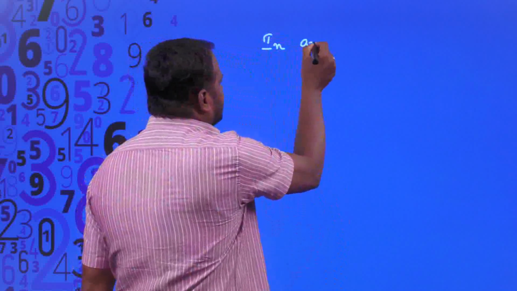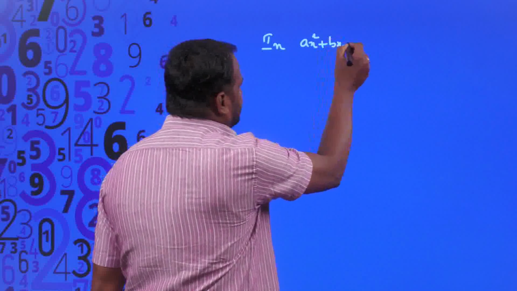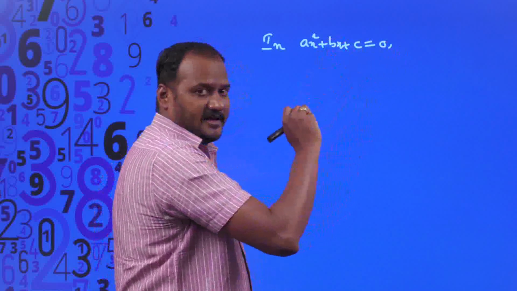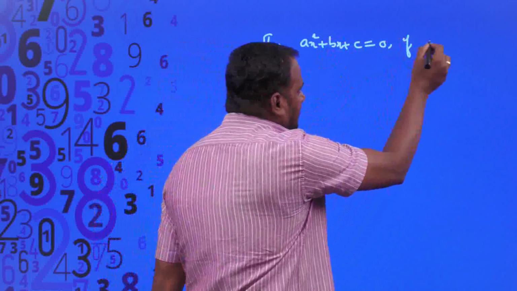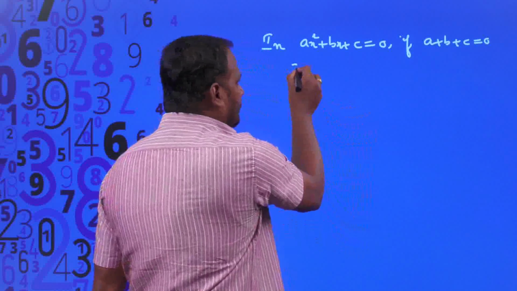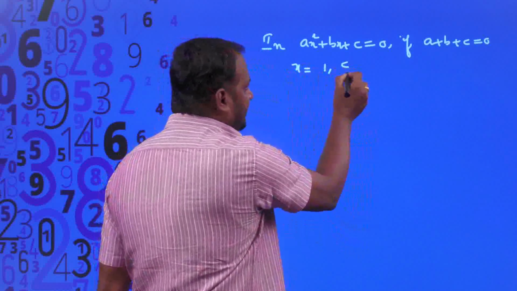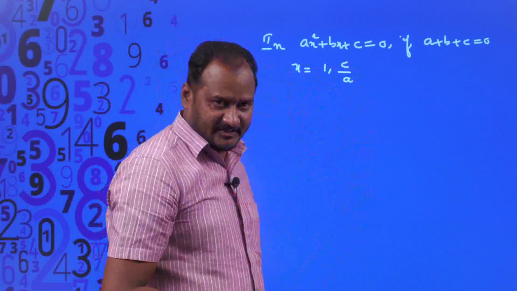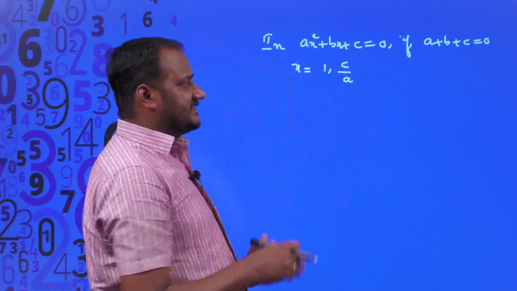Hello children, welcome back. In the previous class we discussed some strategies to figure out the roots of a quadratic equation without actually solving it. In ax square plus bx plus c is equal to 0, if a plus b plus c is equal to 0, then the roots are x is equal to 1 comma c divided by a. This is what we discussed in the previous class. Now let us continue with these strategies.